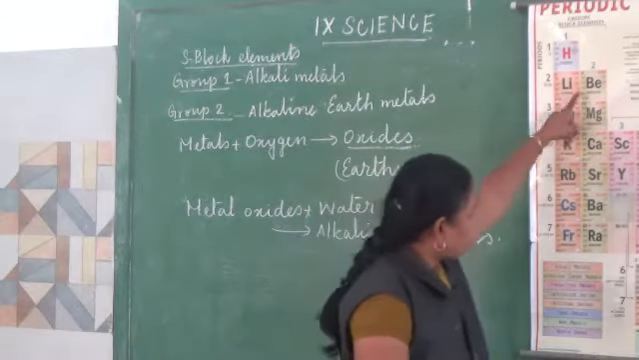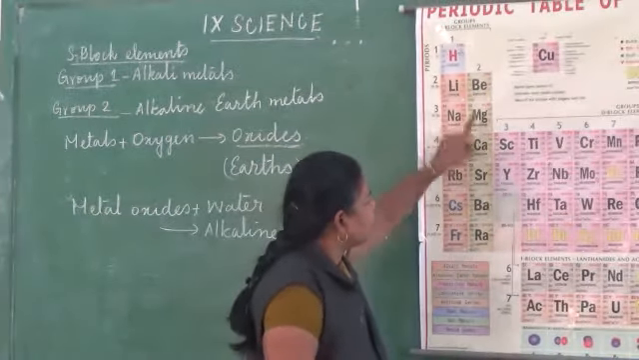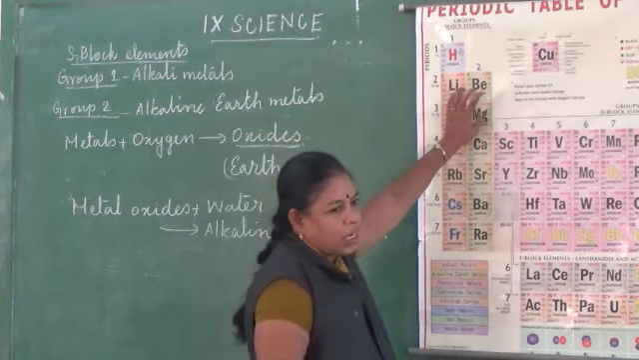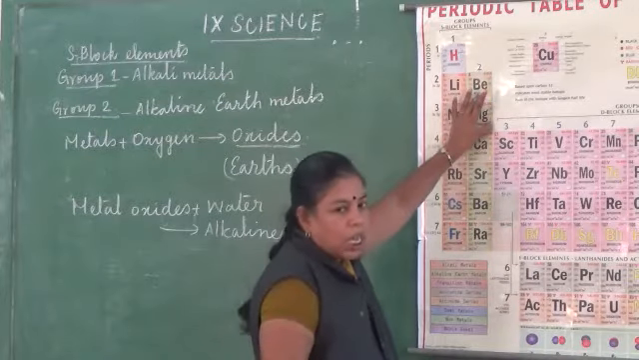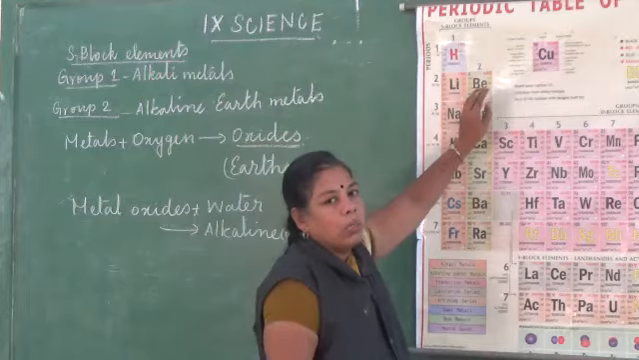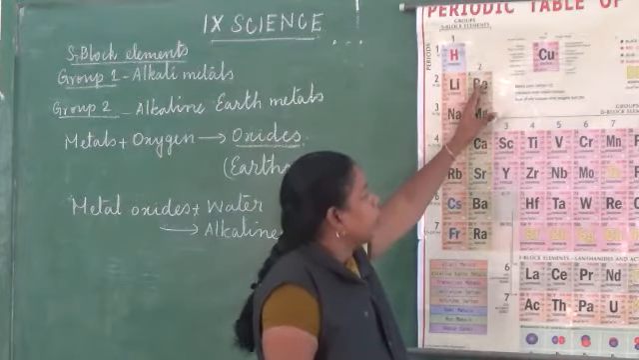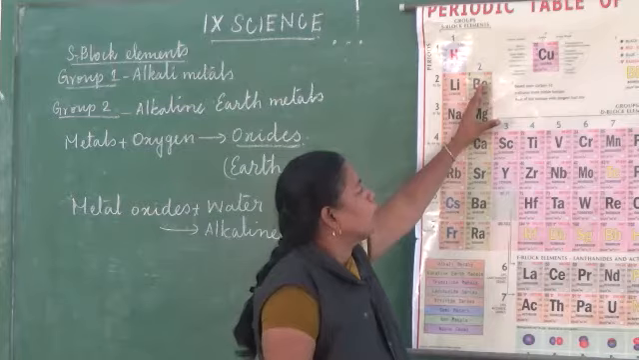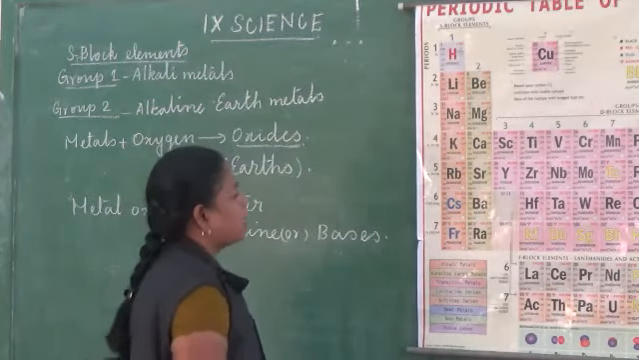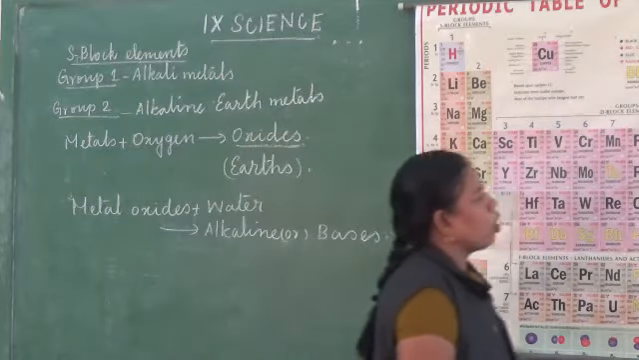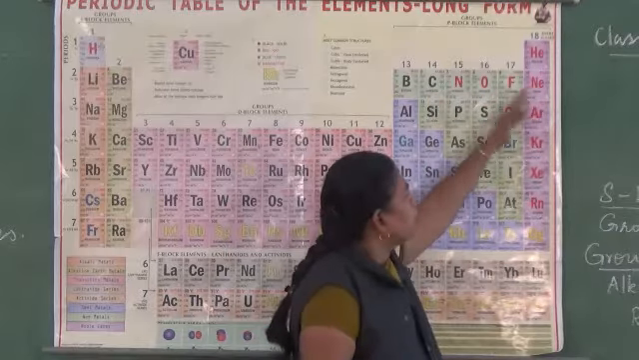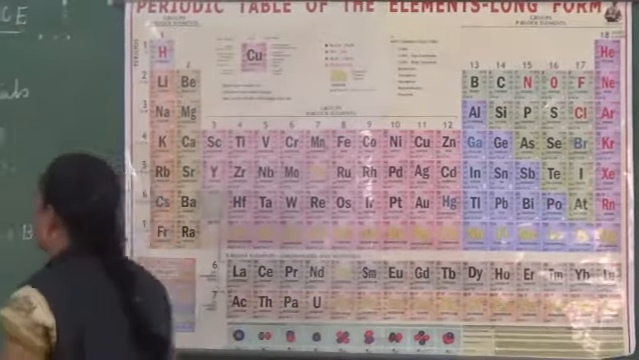Group 2, these elements are called alkaline earth metals. First they react with oxygen and form oxides. When these oxides dissolve in water, they form alkaline or bases that will turn vegetable dye from red to blue. So they are called alkaline earth metals. And then the next one is called P block elements. Group 13 to 18 are called P block elements.